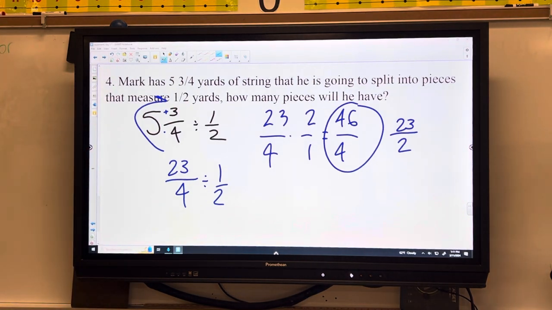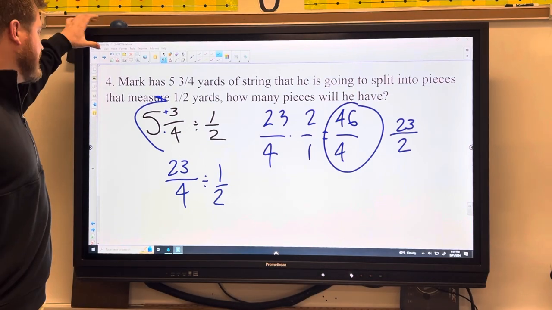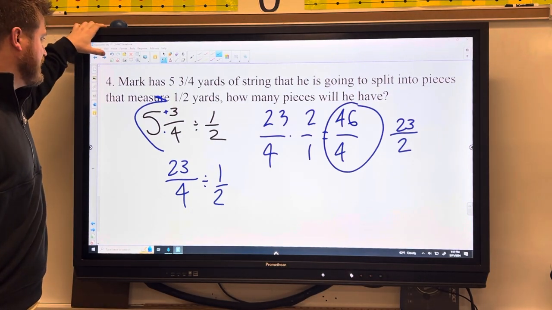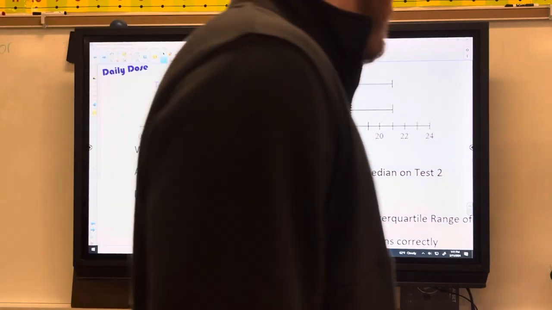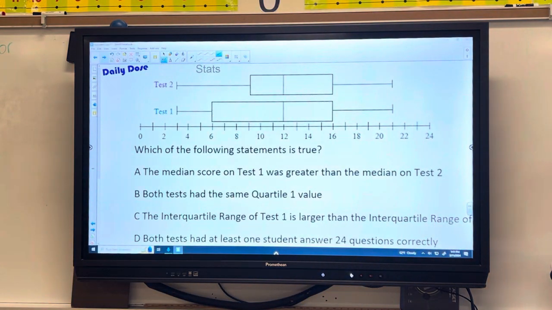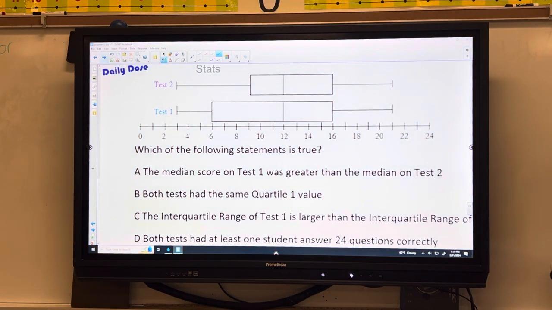Put this away in your folder. Move on to the daily dose on the back of your small sheet. Knock it out. All right, daily dose statistics, box and whisker plots. Try this on your own. Pause the video if you need to. Read through each question and figure out which one is true.